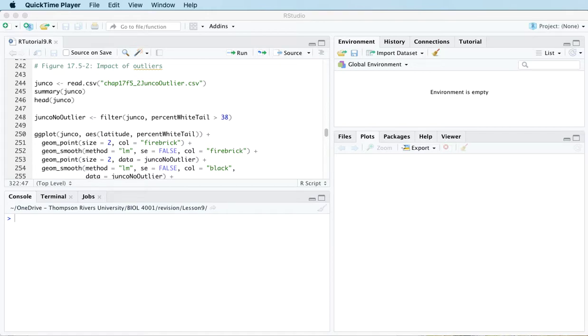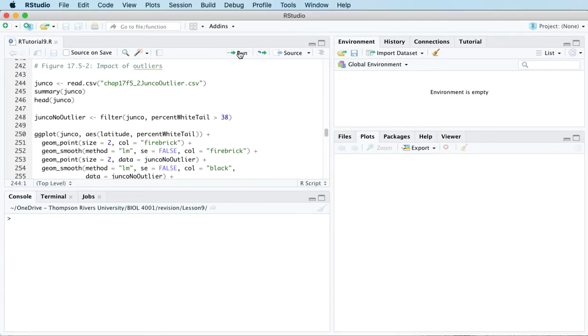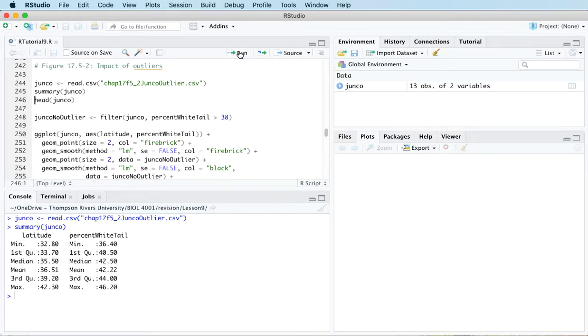In this video, we're going to continue our exploration of simple linear regression, and we're going to look at a few things to watch out for when you're doing regression analysis. So first we'll start with an example where we have what's called an outlier.